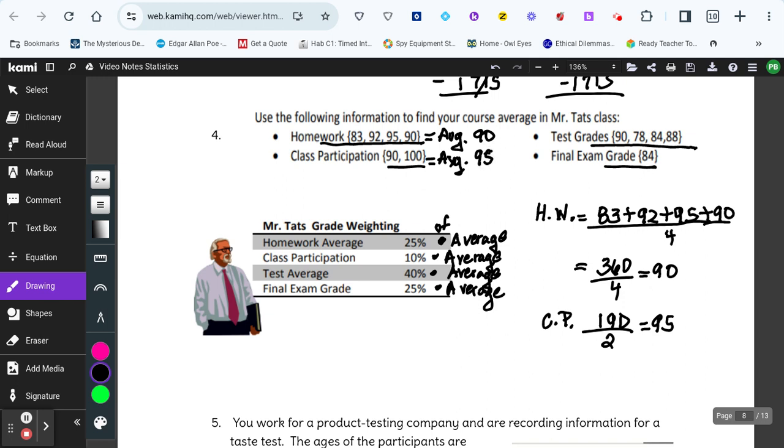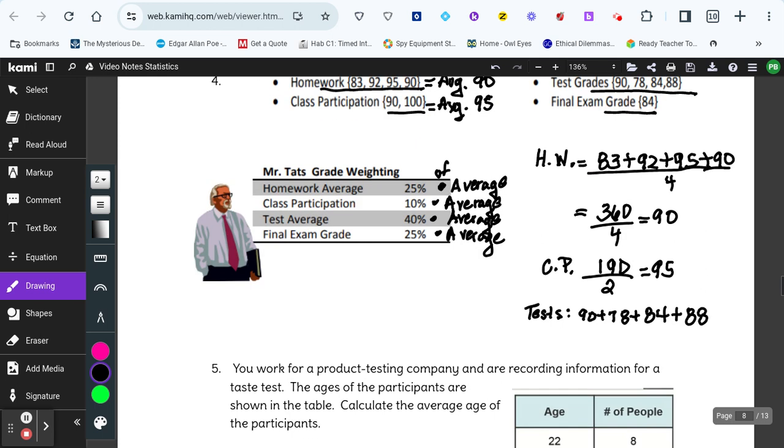And then your test grades, let's see, you got a 90 plus 78 plus 84 plus 88. And we're going to divide it by 4. Let's see what we get. 90 plus 78 plus 84 plus 88 will end up being 340 divided by 4, which is an 85.